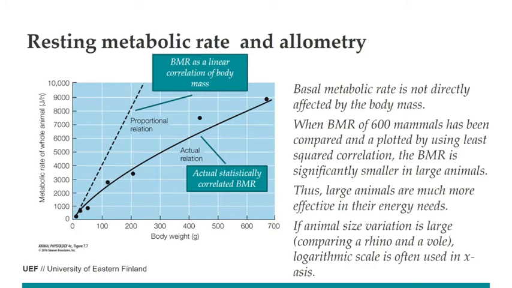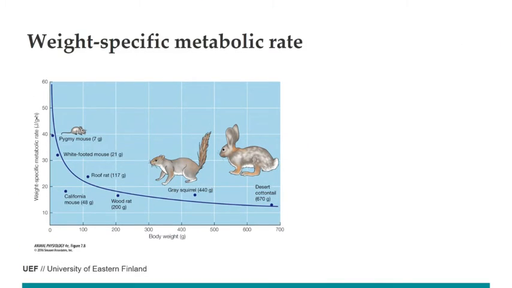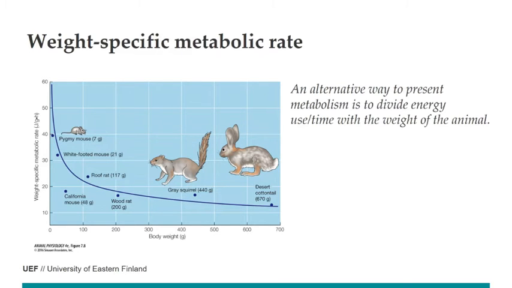The problem is that here we have only animals from 10 grams to 700 grams. Then what about the rhino? That's why in some cases we also use a logarithmic scale. Then we can have weight-specific metabolic rate, because small animals consume more energy per gram. It's an alternative way to present this: dividing the energy used per time by the weight of the animal.